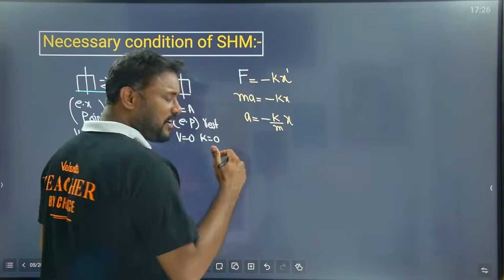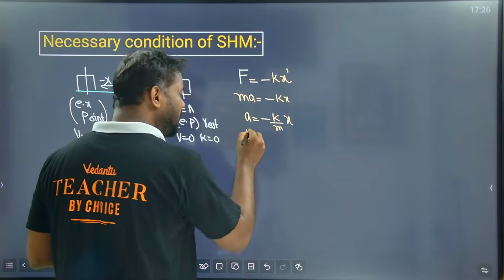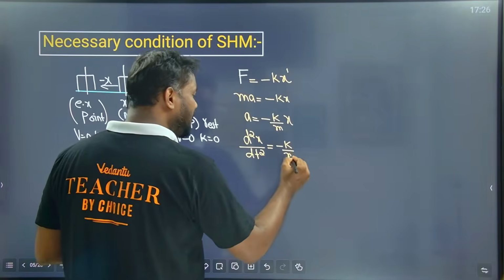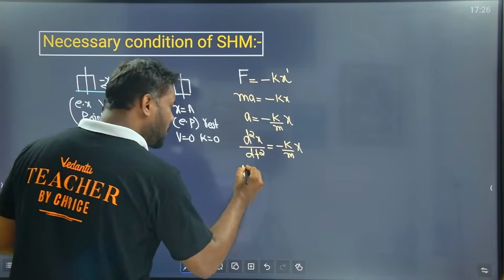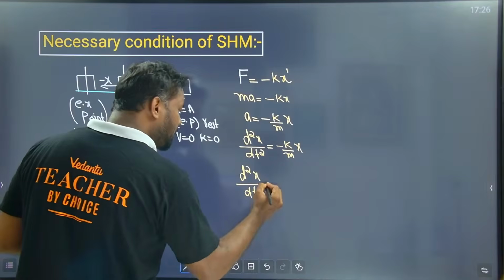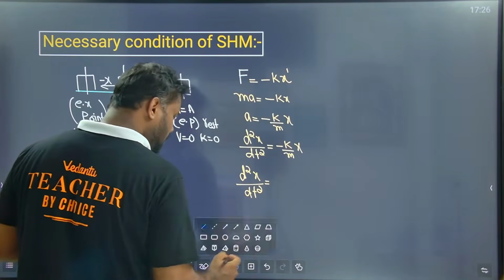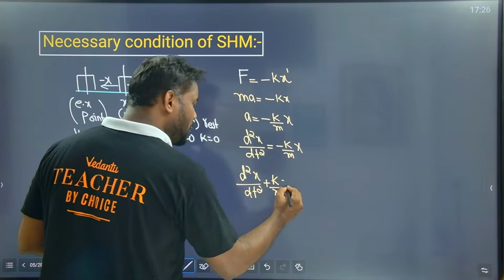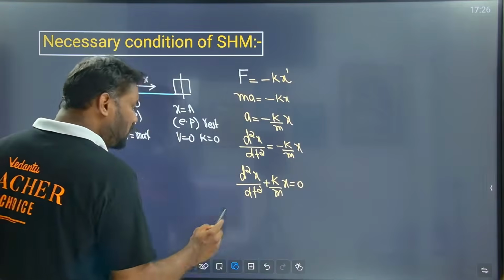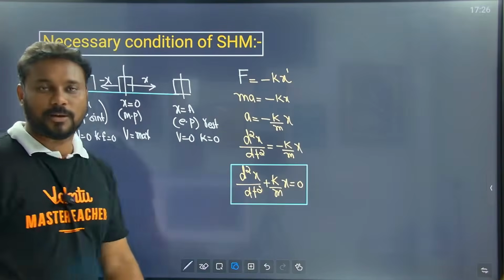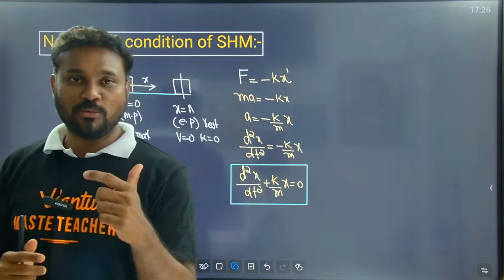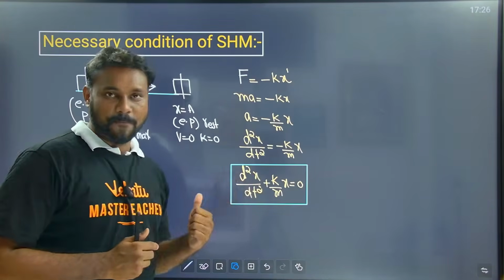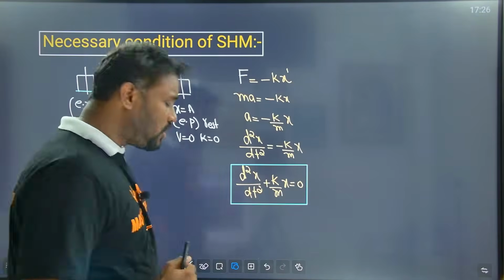Now define acceleration in terms of displacement, the second derivative d square x by dt square, which is equal to minus k by m into x. If we bring it to this side, we get plus: d square x by dt square plus k by m into x is equal to 0. This is very, very important. This is the condition for simple harmonic motion. So the condition for simple harmonic motion is d square x by dt square plus k by m into x equals 0. This k by m is nothing but a constant. What is that constant?